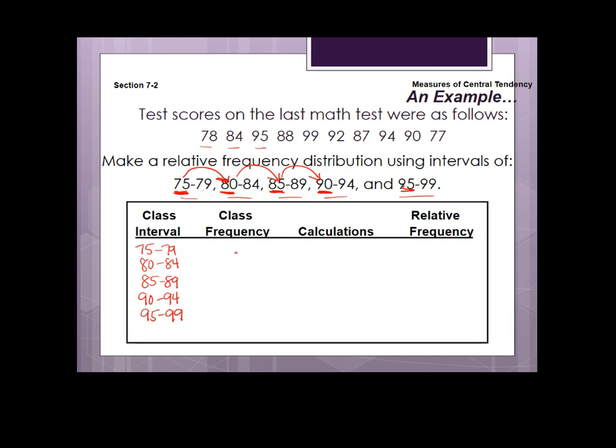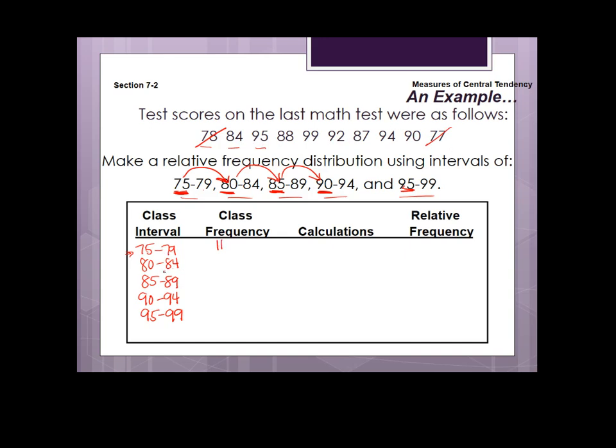Okay, the class frequency, that's the number of times we get a number in this interval range. So I'm looking for all the numbers in between 75 and 79, also including 75 and 79. So 78 is in between there, so there's one. Let's see what else we've got. And 77, so there's two. And I like to cross them off as I go so I can keep track of them.